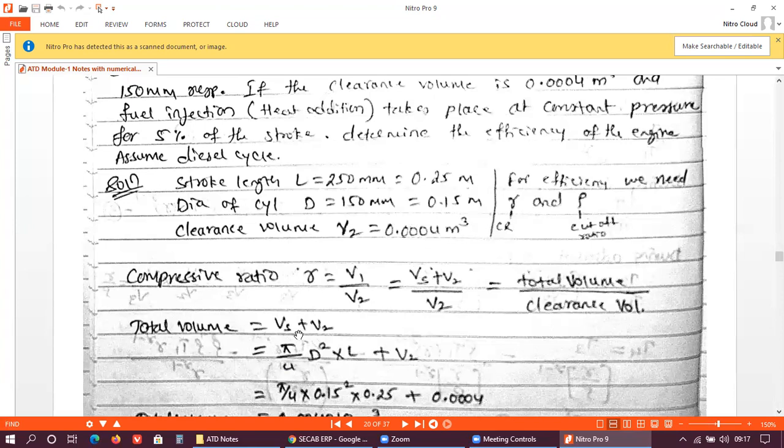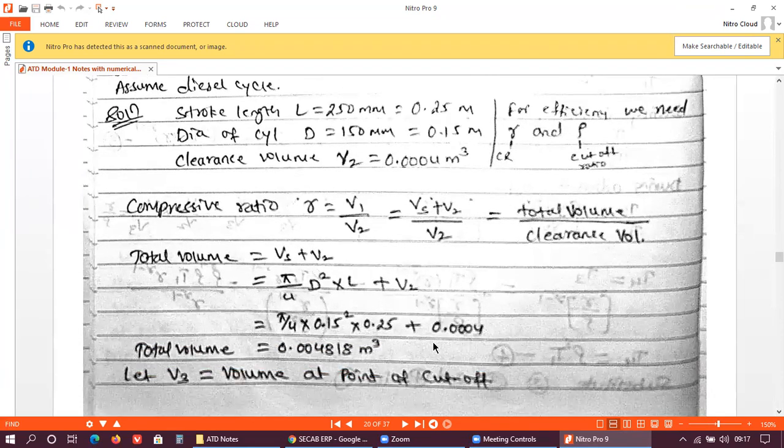So first we'll calculate the stroke volume. So V1 is nothing but the total volume. It is Vs plus V2. So first we'll calculate the total volume, that is V1. So the stroke volume, how are you going to calculate it? With the help of pi by 4 d square into L. So this will represent the stroke volume, plus V2, right? This will give you the total volume. It is 0.004818. Okay. So now you substitute these values, you will get the value of R here, right? We know the value of V1 and we also know the value of clearance volume, that is V2, right?